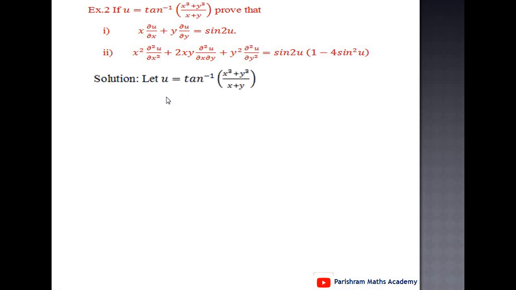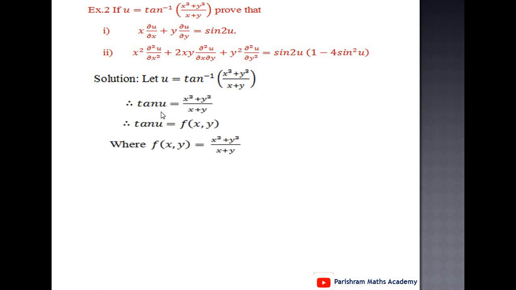Solution. Let u equal to tan inverse of (x³ + y³)/(x + y). First you can transfer this tan inverse to the left hand side. We get tan u equal to (x³ + y³)/(x + y). And therefore we can take tan u equal to f(x, y), where f(x, y) equals (x³ + y³)/(x + y). Here the degree of the numerator is 3 and the degree of the denominator is 1, so 3 − 1, that is 2. It means f(x, y) is a homogeneous function of degree 2.